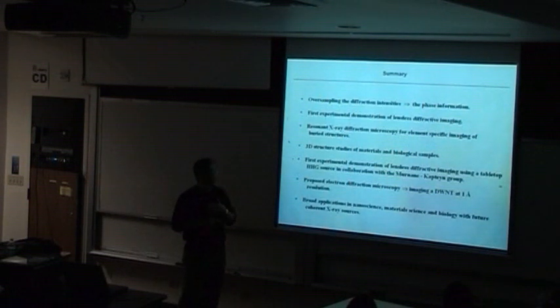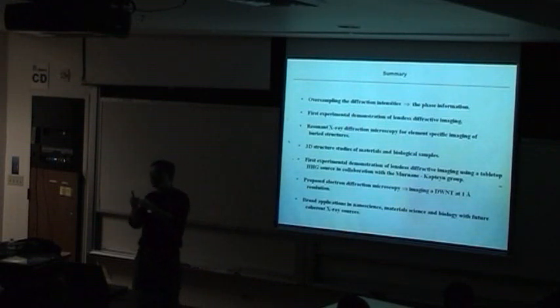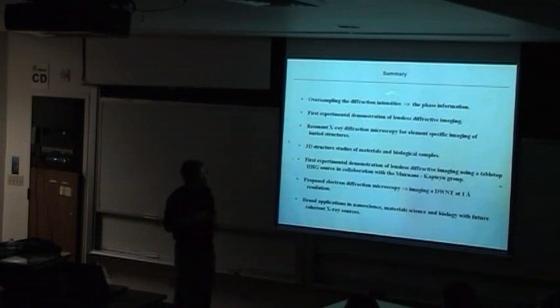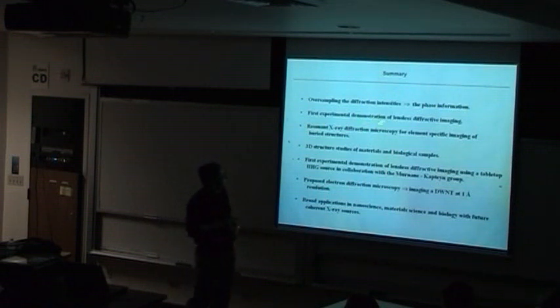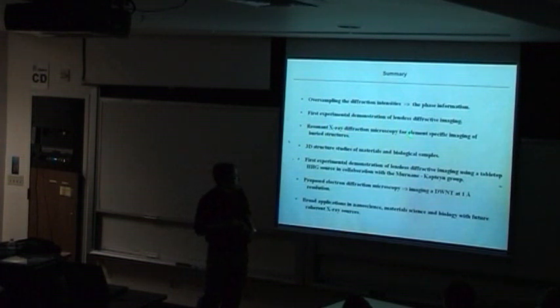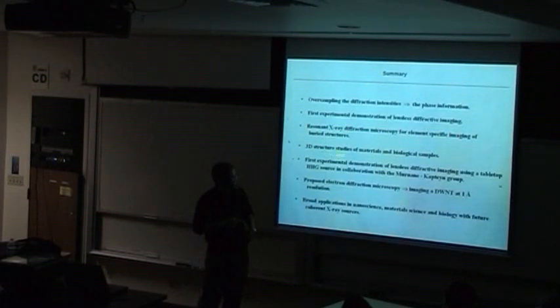Oversampling diffraction intensity gives the phase information. Historically there's the phase problem because people were dealing with crystals, and with crystals they only get the intensity at the Bragg peaks, right? It turns out that oversampling really gives the phase. We did an experimental demonstration in lensless diffractive imaging, and we also tried resonant X-ray diffraction microscopy for element-specific imaging of buried structures and 3D structure studies of materials and biological samples.